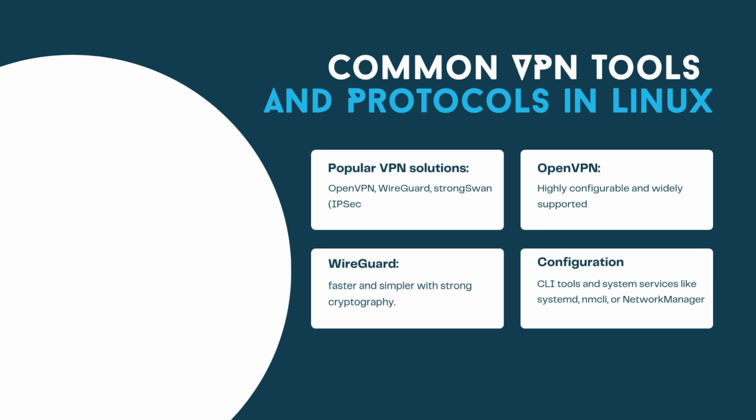In the Linux world, you've got some heavy-hitter VPN tools. OpenVPN is highly customizable, great for fine-tuning your setup with certificates, TLS encryption, and advanced routing. WireGuard is the new kid on the block. Lighter, faster, and easier to audit. StrongSwan supports IPsec if you need compatibility with enterprise systems. These tools integrate with Linux services like systemd, NetworkManager, or CLI scripts, making them super flexible for everything from personal setups to enterprise deployments.